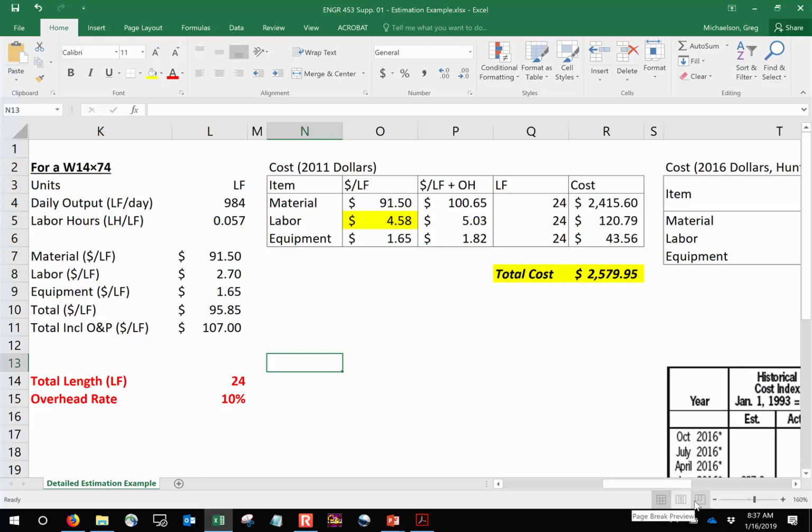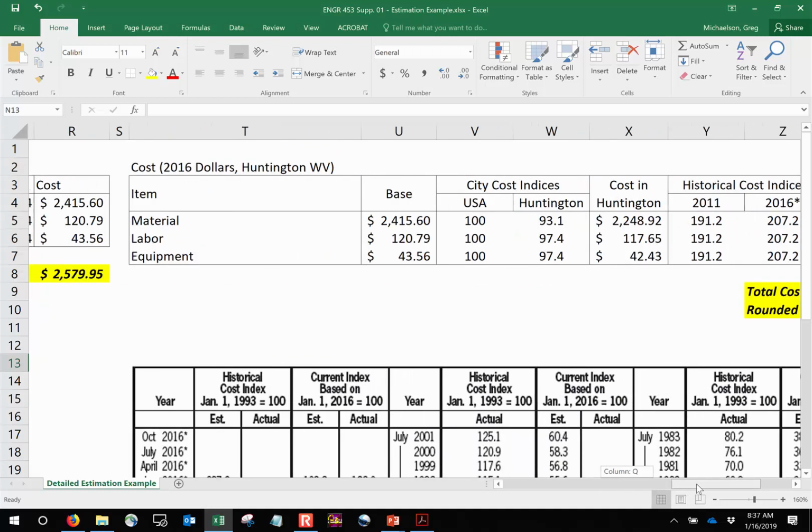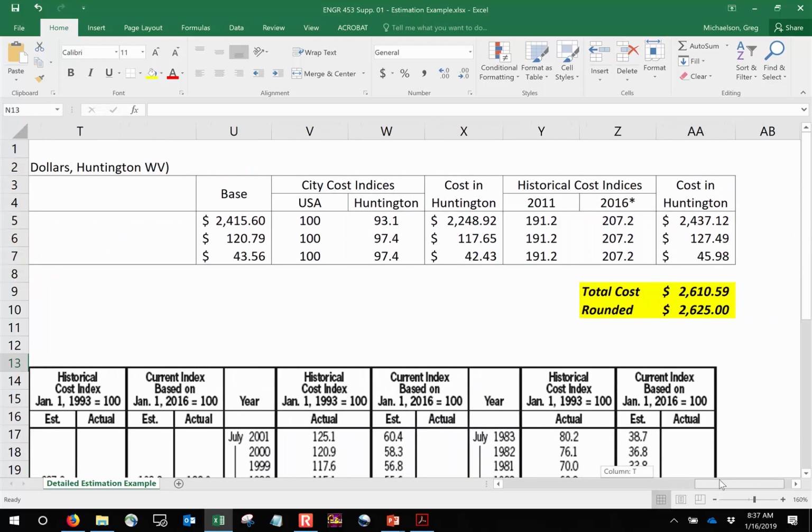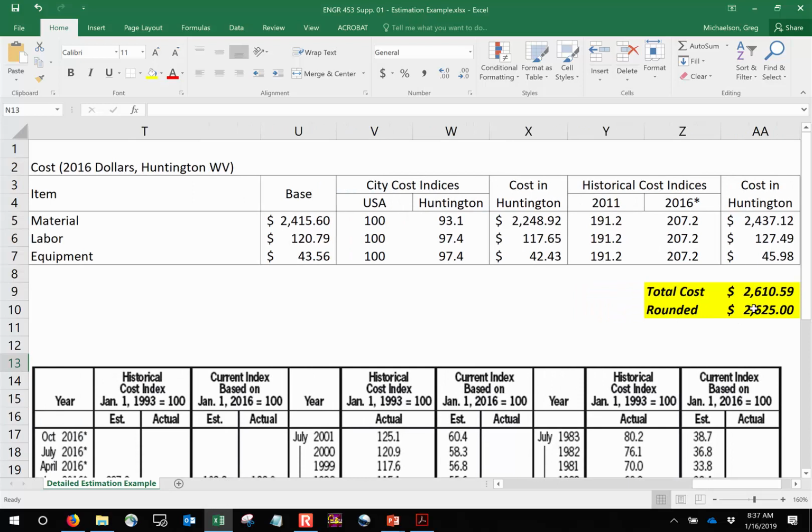But what you see here is just a breakdown of the cost estimate. Now, these costs are listed in 2011 dollars, and over here on the right, you can see me indexing it to 2016 and indexing it to Huntington, West Virginia. And so you can see how I calculated a cost of $2,610.59 and then rounded it to $2,625 just to keep it reasonable.